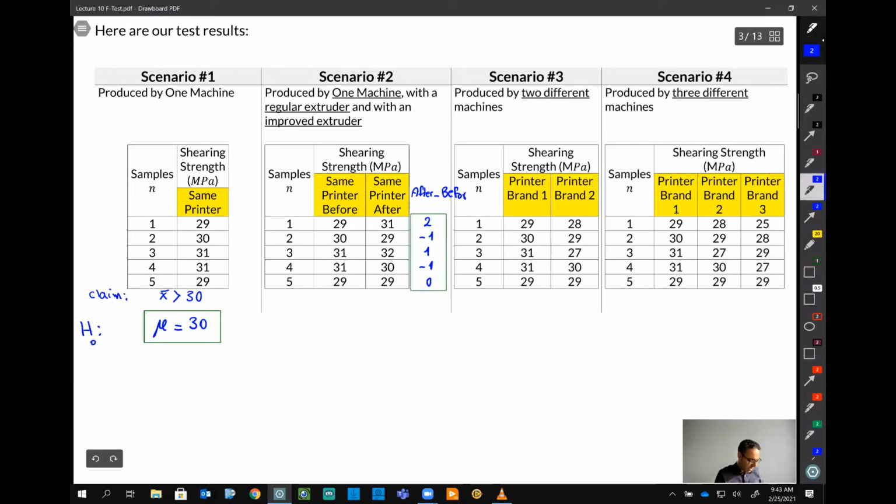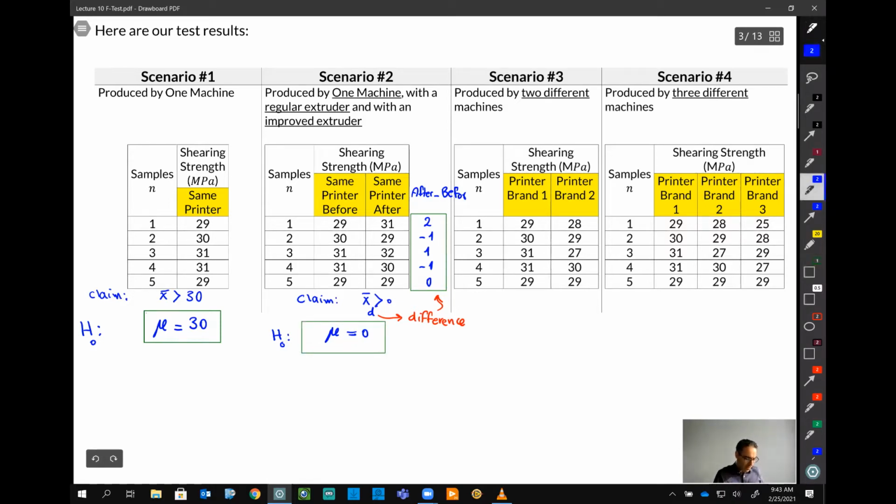Okay, so here our null hypothesis then is mu equal to 0. Why? Because our claim can be something that the X bar is bigger than 0, right? We say that there is an improvement, and here I'm going to show it by X bar D, and by D I mean difference, like this column. Okay, so this is our null hypothesis.